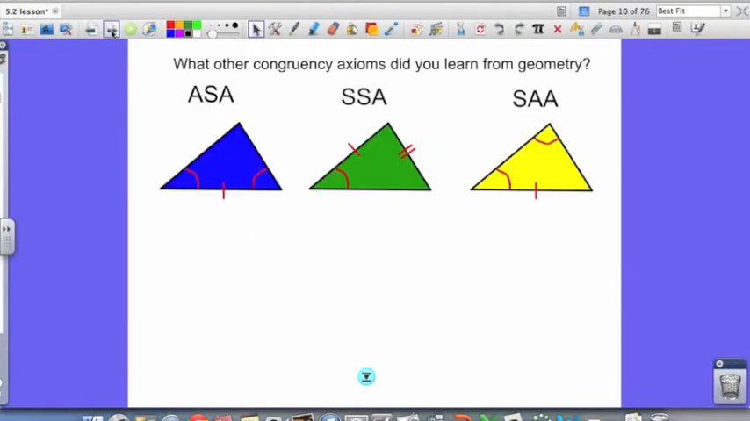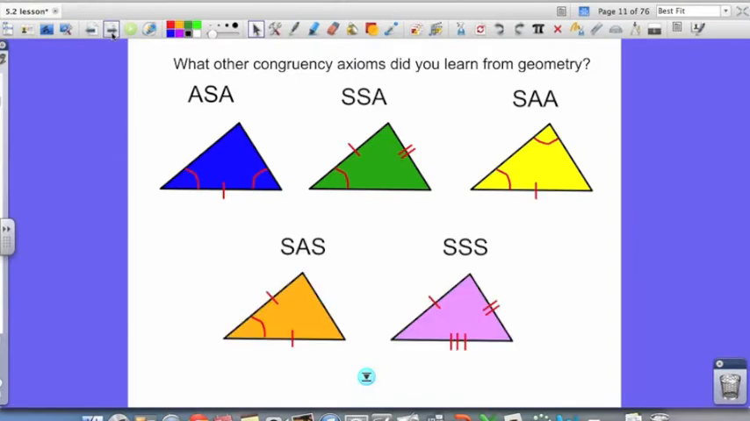So what other congruency axioms do we know? We talked a little bit about this last class, but I'm formally putting it up here again so you can see it. These other two, side angle side and side side side, are the two types of triangles where you're going to have to use law of cosines. Law of sines won't work just to start out. So that's what the rest of this lesson is about. We'll keep going and take a look at this.